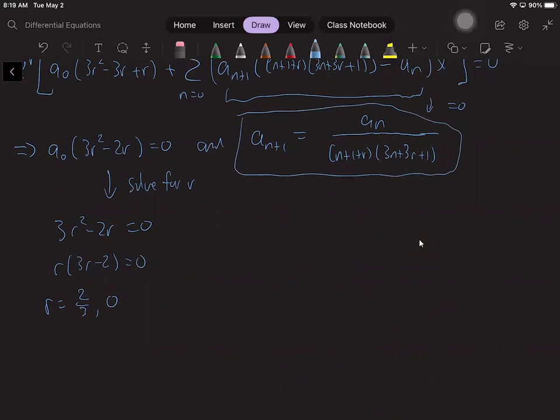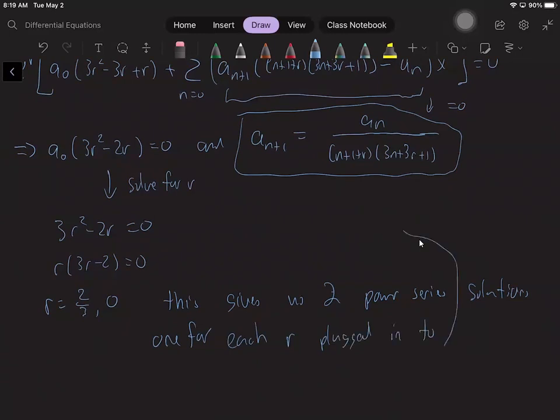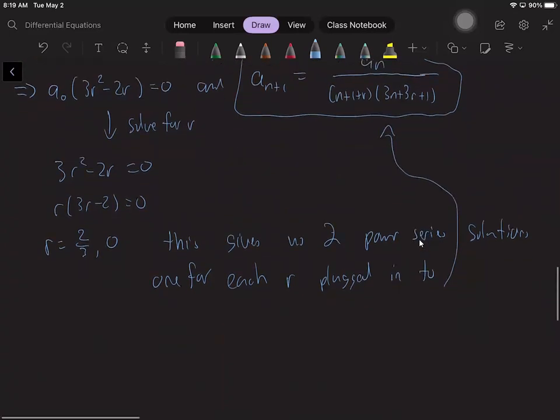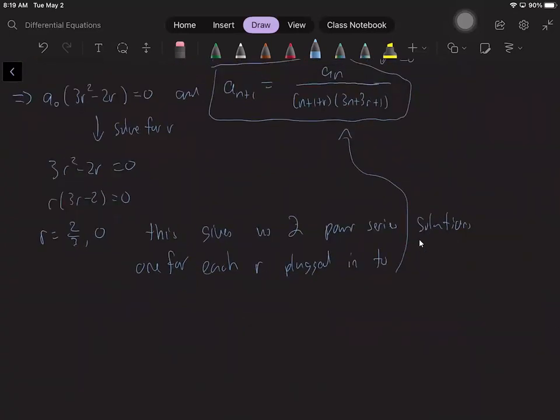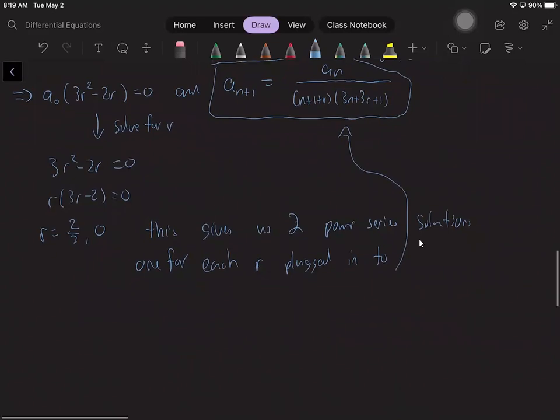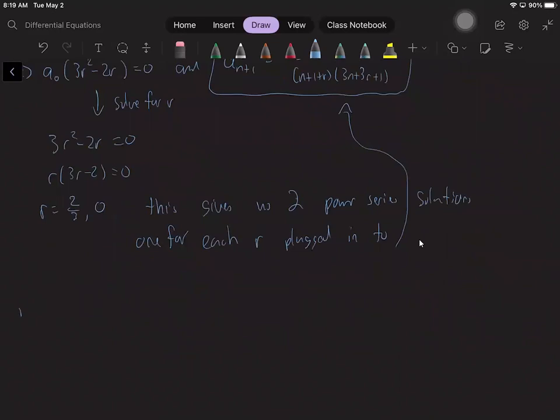So this gives us two power series solutions, one for each r plugged in to this thing that we got here. If I plug in r equals 2/3, I'll get one relationship to help me find the an's, and then if I plug in r equals 0, I'll get another relationship. So let's do 2/3 first.